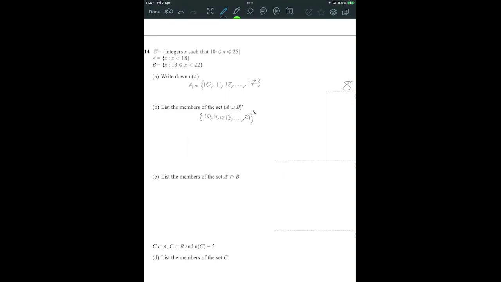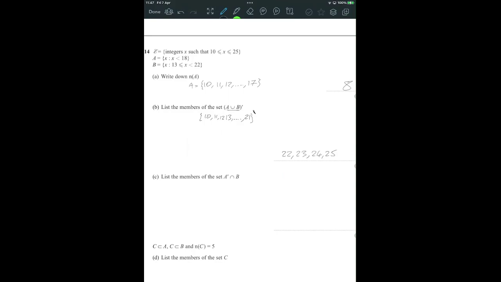But I've still got that little dash. Now the dash means not. So we're looking for the things which are not in that set, but remember we're only allowed to be between 10 and 25 anyway. So those elements are 22, 23, 24, and 25. Everything else is in one of those two sets.